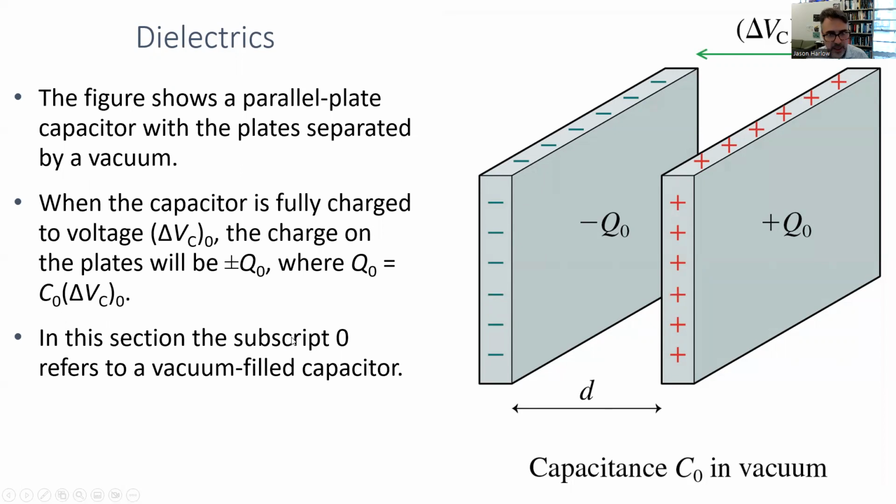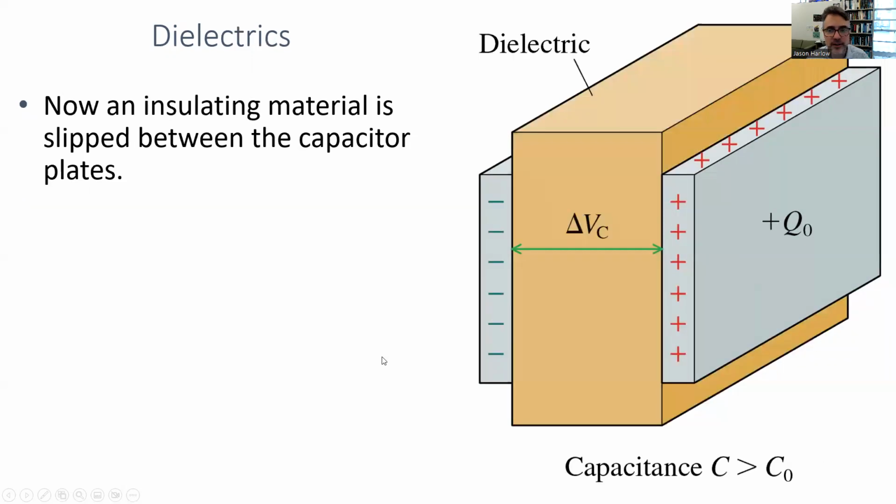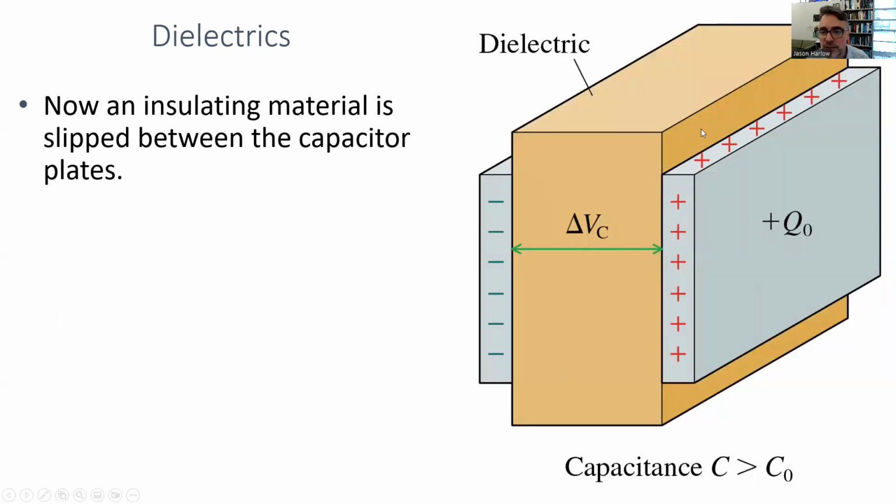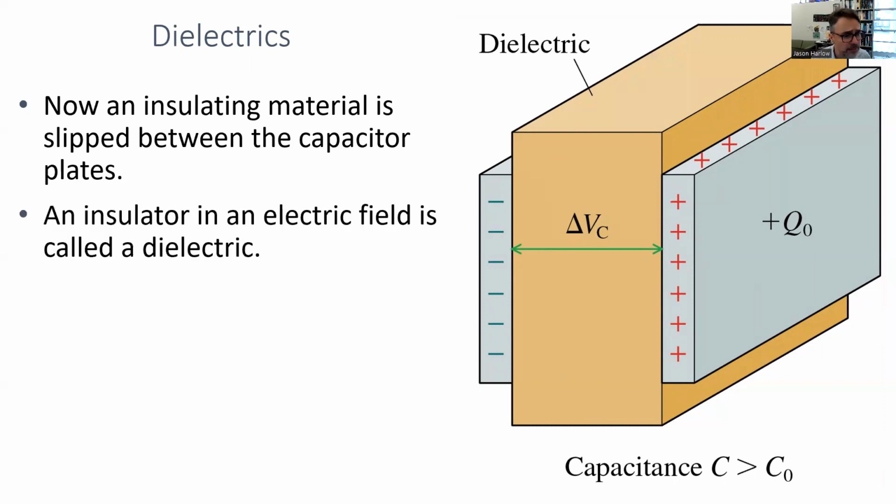Now I take those same two plates, and in the next slide, I insert a new insulating material between the capacitor plates. And this could be anything. It could be a piece of wood. It could be just air, I guess, in the room. That's not a vacuum. It could be paper. You're going to use paper, I think, in labs. But an insulator in an electric field is called a dielectric.